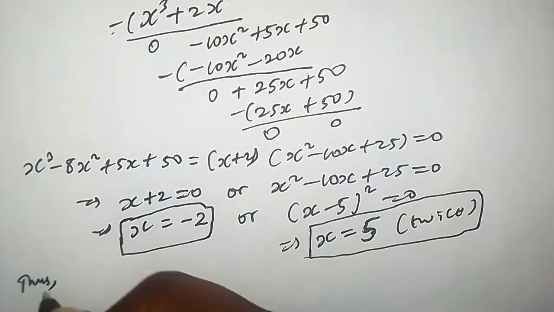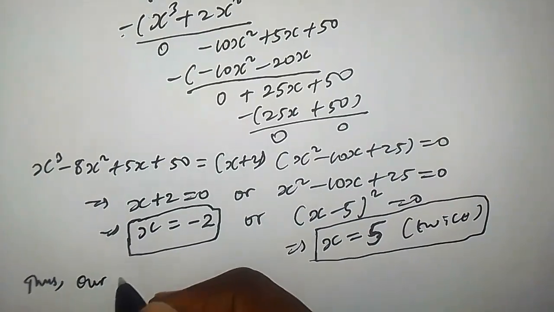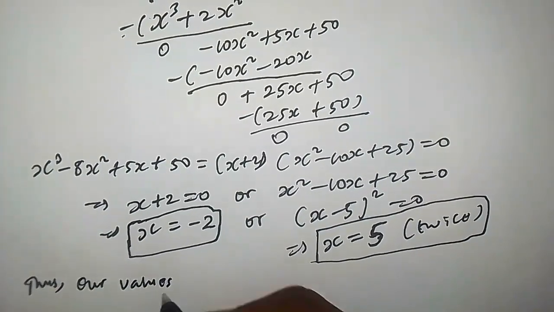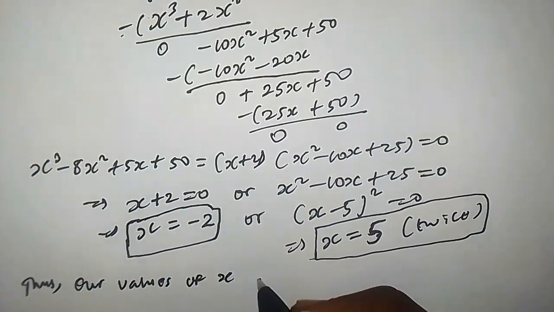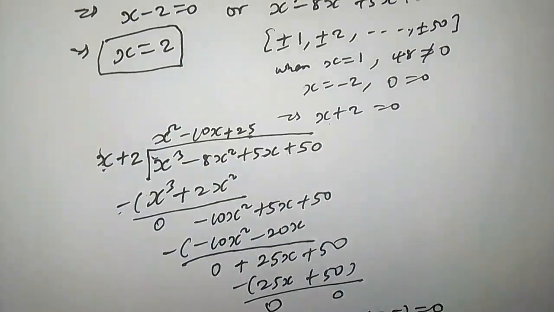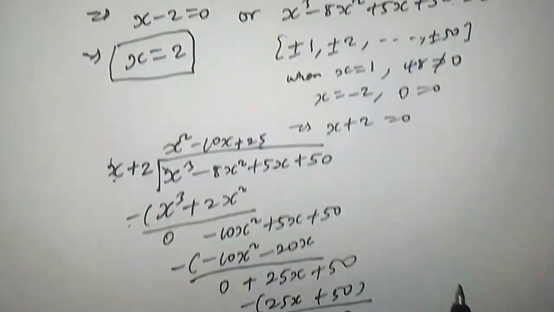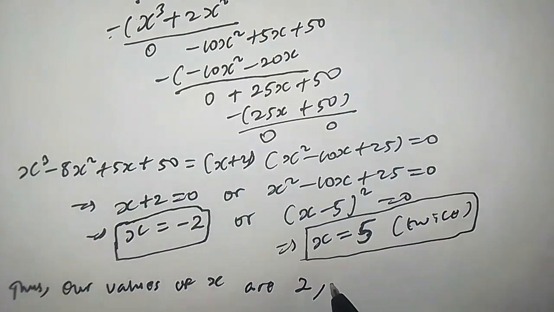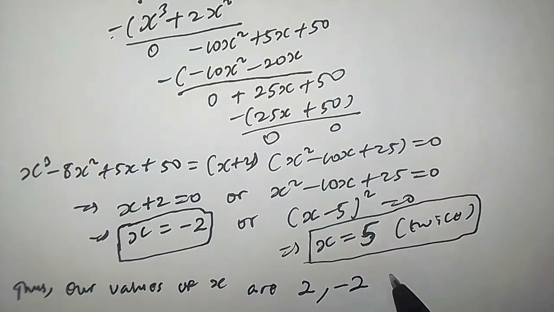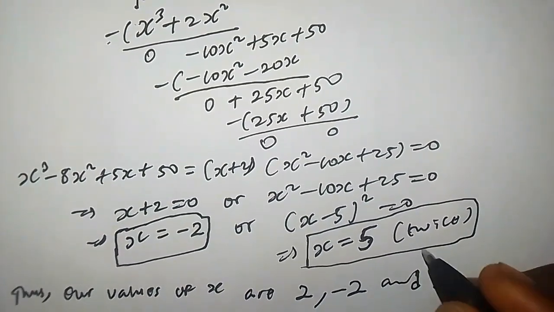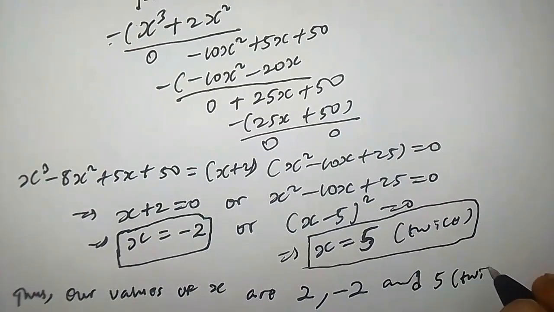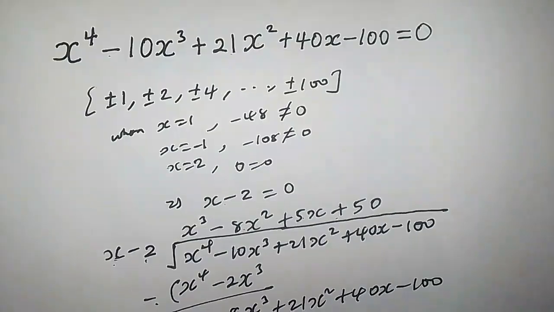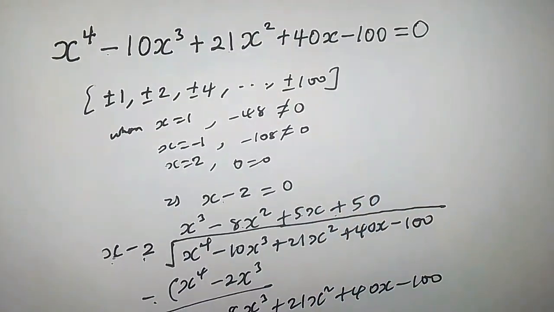Thus, our values of x are the first solution, that is x equals 2, and we also have negative 2, which is the second solution, and 5, which occurs twice. So these are the solutions for this quartic equation. So that's it. Thanks for watching.